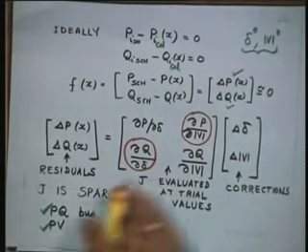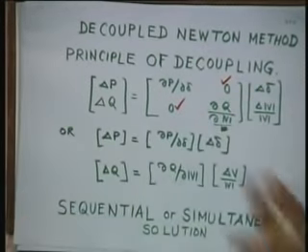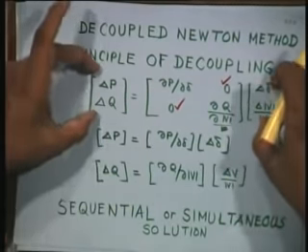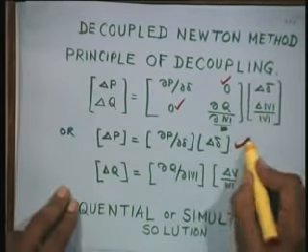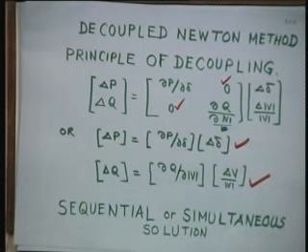And this has done a miracle. And what is the miracle? Suddenly, off diagonal terms have become 0. And hence, I can decouple these 2 equations as this. And that is why this is called the decoupled load flow method. Suddenly the dimension has become half. So, a smaller computer can be used in case you have one.